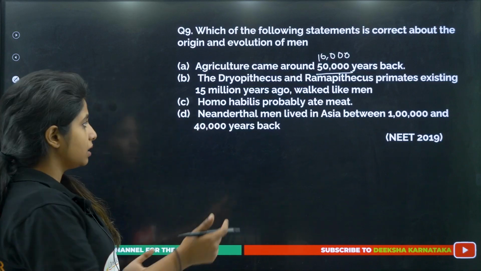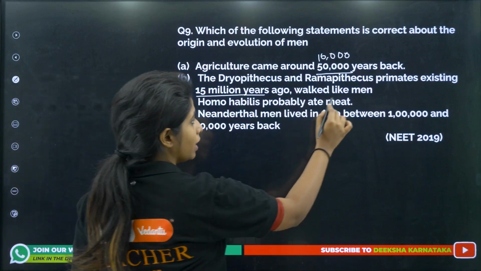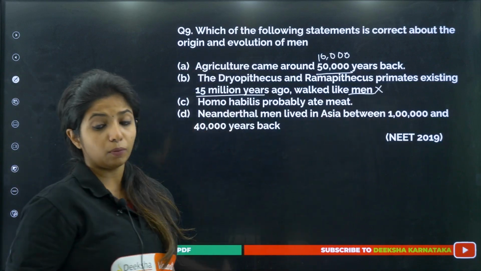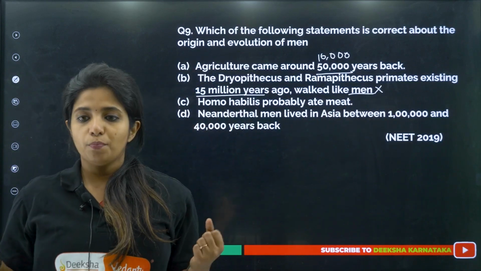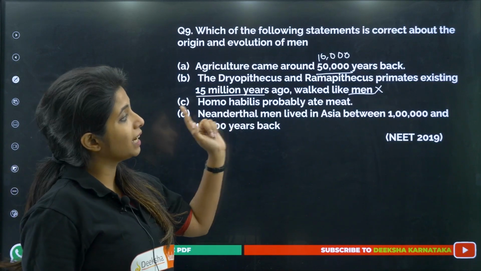So both of them definitely came around 15 million years ago, that is true, but they didn't walk like man. They did not walk like them, they walk like gorillas, they walk like chimpanzees, okay? So this becomes wrong. Now Homo habilis probably ate meat.